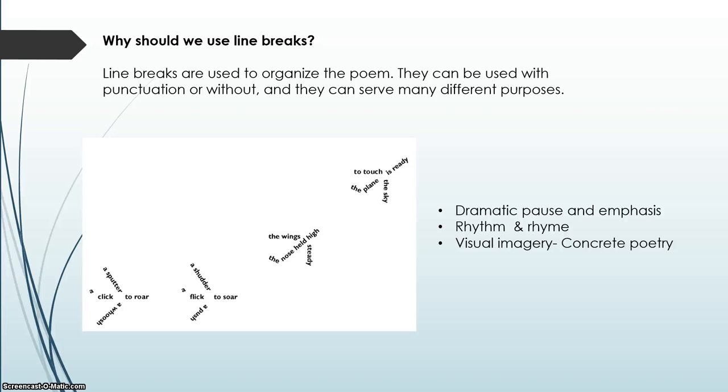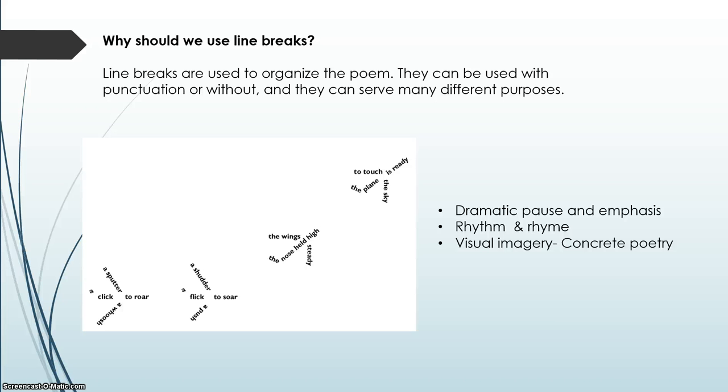So the first main reason is you just might want a dramatic pause. So if you put a word all by itself, it creates this unnatural pause, and it also shows that that word is really important. Second is what we're more used to, and that's to create rhythm and rhyme. So think of any song lyrics that you like. All song lyrics are types of poetry, and they're going to follow that model. And the third one is you can use words to create a visual picture, and that's called concrete poetry.